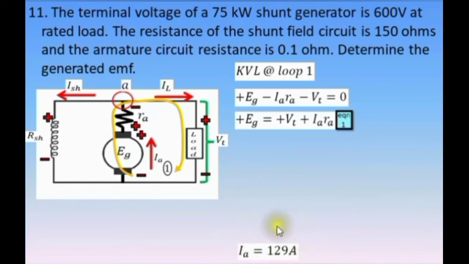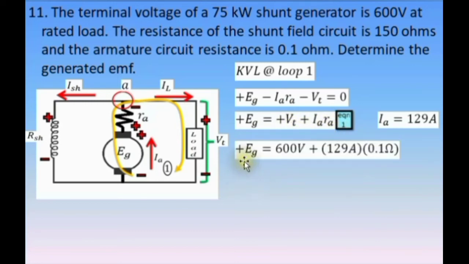And now that we have the value of the armature current, let us substitute it into equation number 1, since terminal voltage and armature circuit resistance are given. Therefore, the generated EMF equals 600 volts plus 129 amperes times 0.1 ohm. The answer is 612.9 volts.